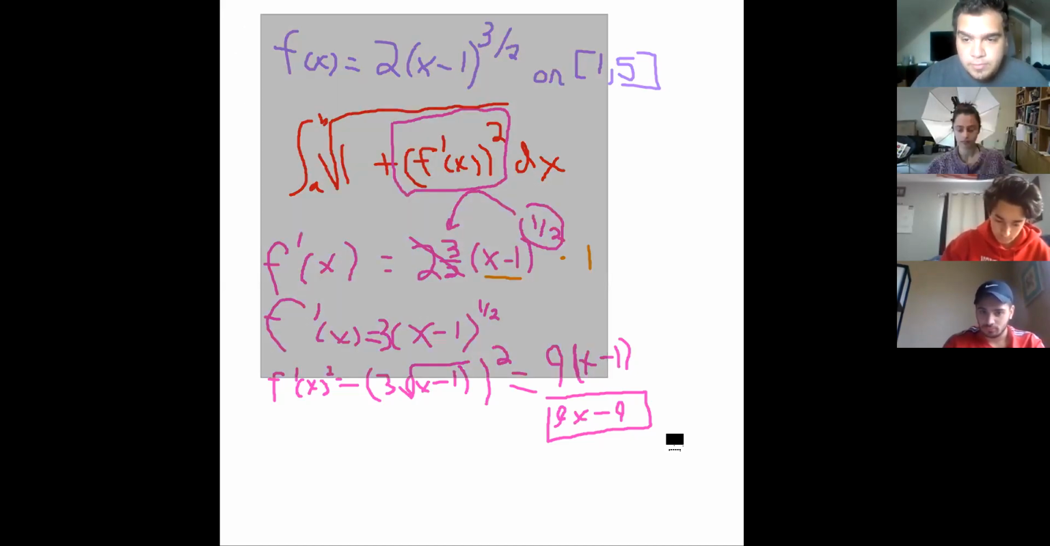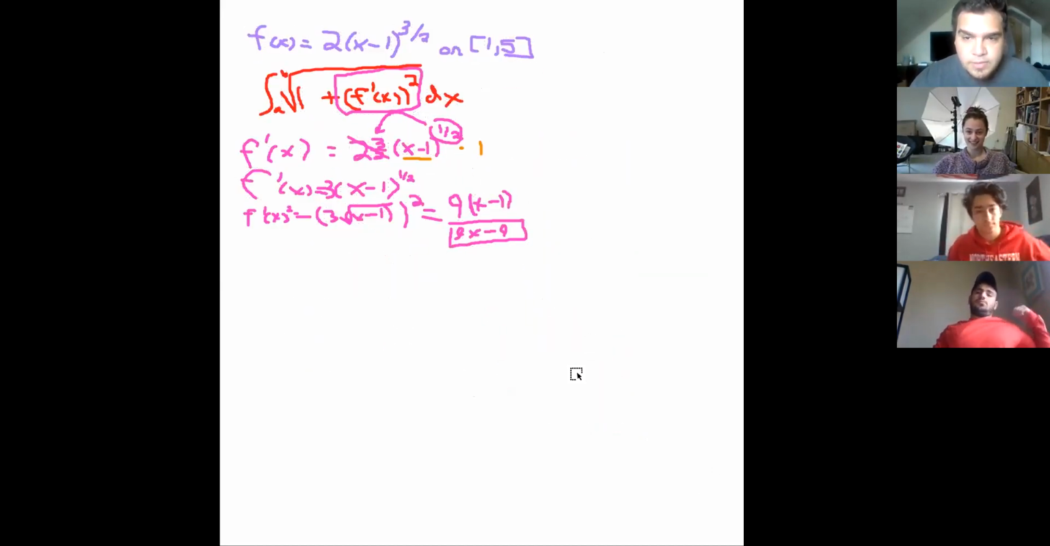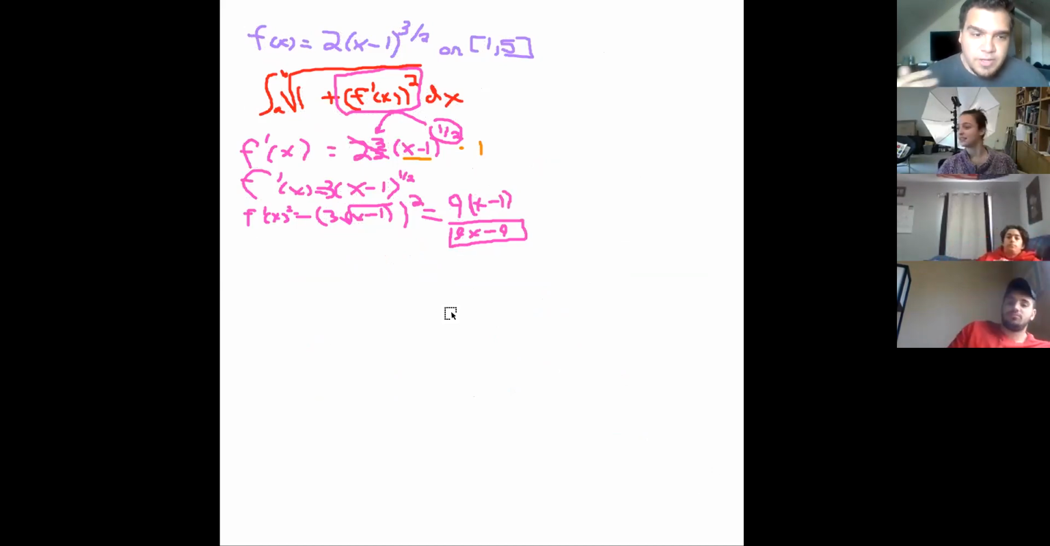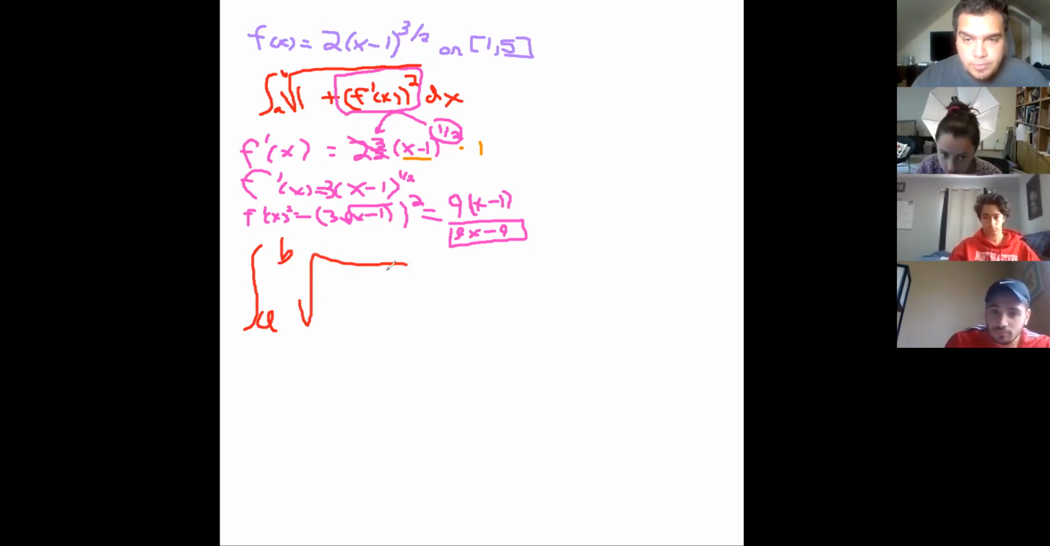Okay. See if I can make this a little smaller for myself. Right. So we did all that work just to find f prime x squared. So now let's plug it into our equation. From a to b, the square root of 1 plus 9x minus 9 dx.